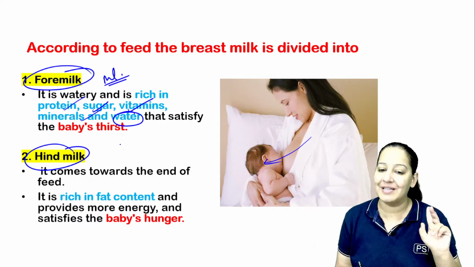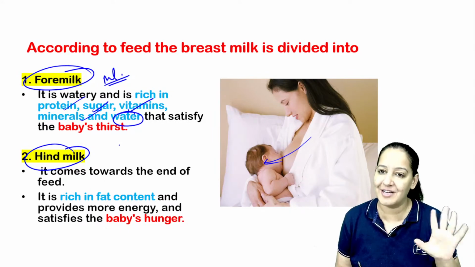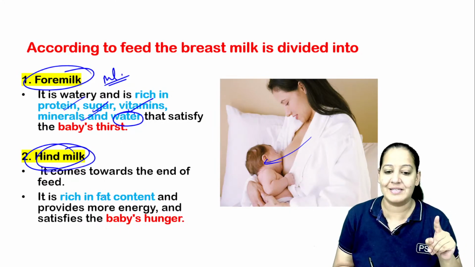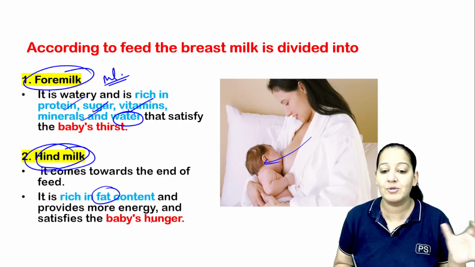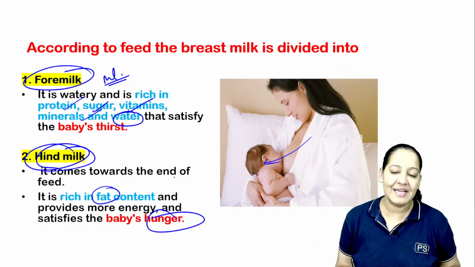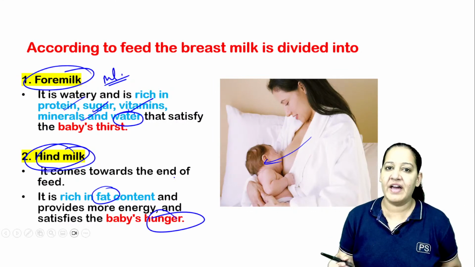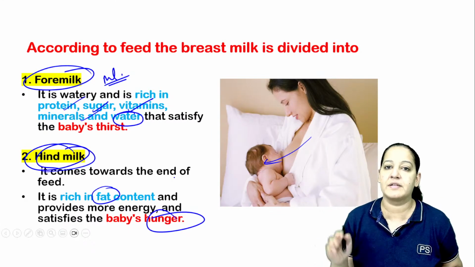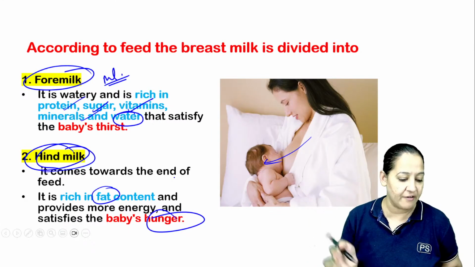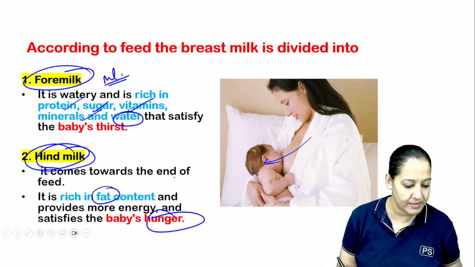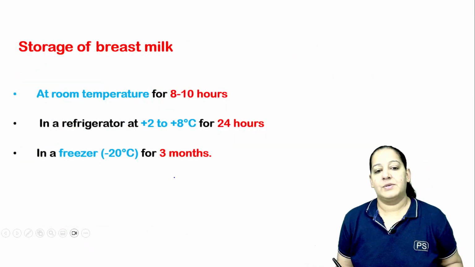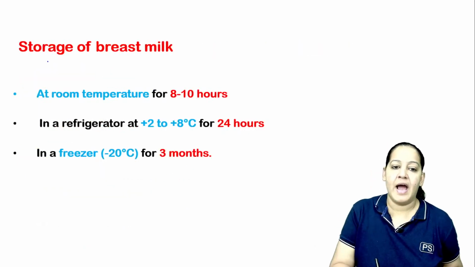It contains water, mineral, vitamins, sugar, little bit protein. After that the hind milk is there, which contains a lot of fat to satisfy the hunger of the baby. So basically every time whenever the baby starts sucking the breast of the mother, the first few ml is the fore milk and after that there is hind milk. Okay, so that is the thing. So fore milk and hind milk.